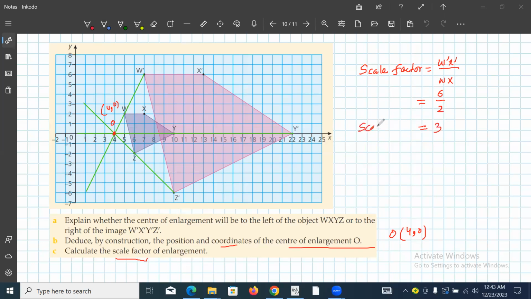So our scale factor is 3. You can justify it in different ways, like I mentioned, another rule to find the scale factor: the scale factor is equal to, let's suppose, from the center O to W dash over OW. That will help you also to find the scale factor. So if you count O to W dash, we have 1 2 3 4 5 6, again 6 boxes, and O to W we have 2. So again we are getting the same answer.